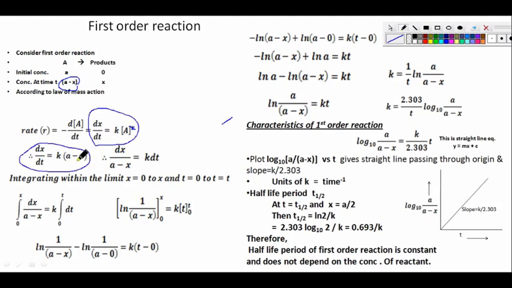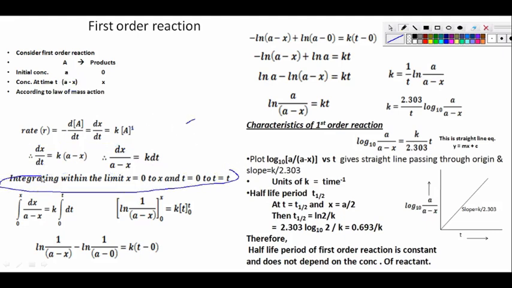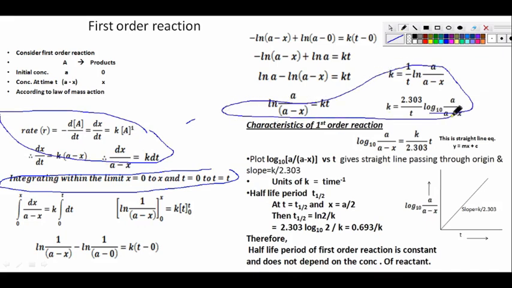Here we have to shift A minus x here and dt here. So we get on the left hand side dx upon A minus x and k dt on the right hand side. Now the next and last part is integrating the rate equation. Remember that these are rate equations, and these are integrated rate equations.